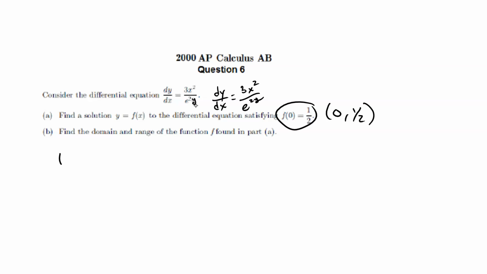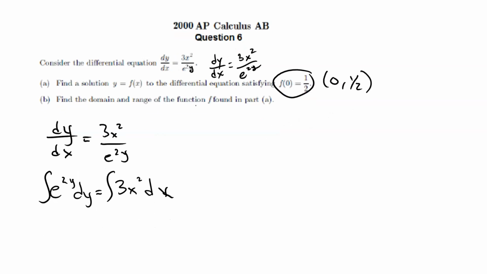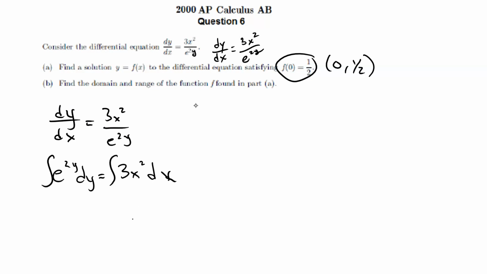So we have to separate our variables. When you do that, you're going to end up with e to the 2y dy equals 3x squared dx. We integrate both sides. The right-hand side is pretty fast. It's just 3x cubed over 3 plus c, or x cubed plus c. The left-hand side requires a little more work because we've got the inside function of 2y, so we actually have to do integration by substitution for that.